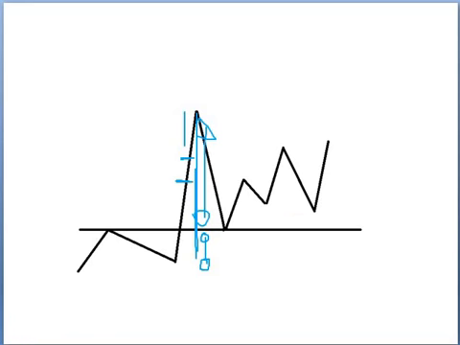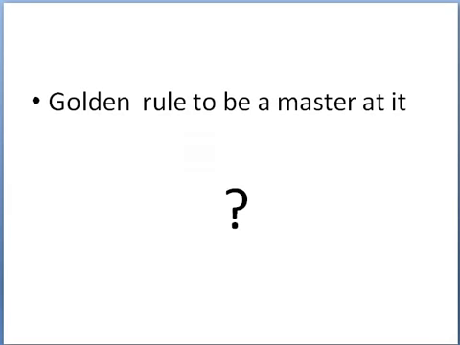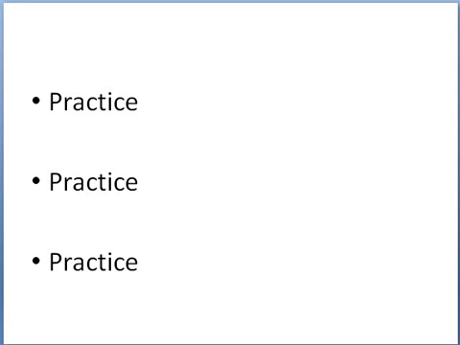Okay, now I'm going to give you the golden rule to master the ABC trading pattern. The golden rule to be a master at ABC pattern is very easy. So you don't really need to think about valid break or invalid break, or length of arm, or this kind of tricky thing. All right, I'm going to give it in a minute, so please fasten your seatbelt and concentrate. Here you go. Yes, the golden rule is practice, practice, and practice.